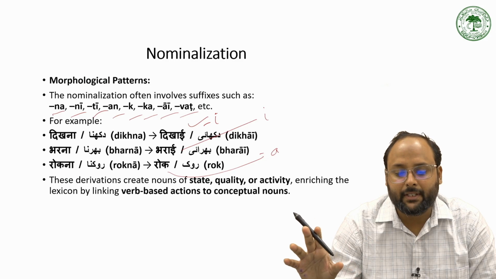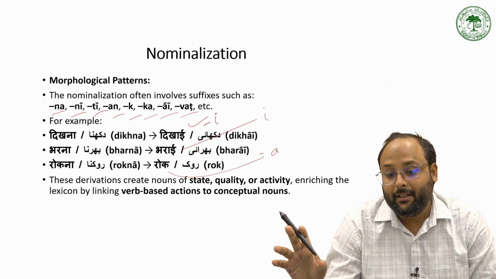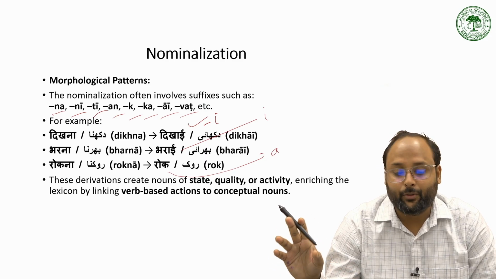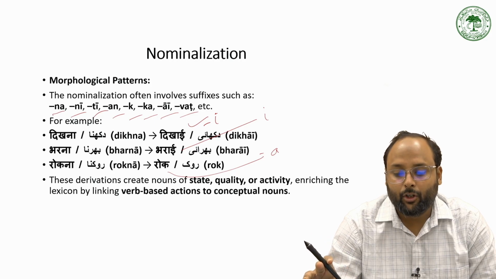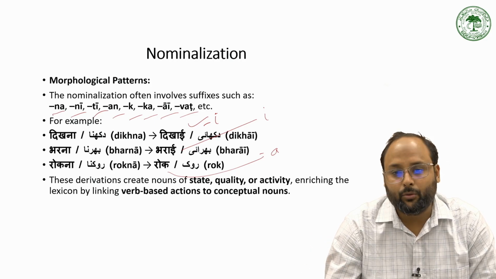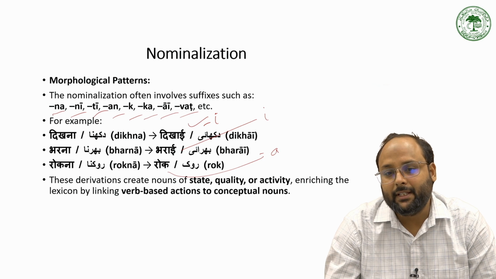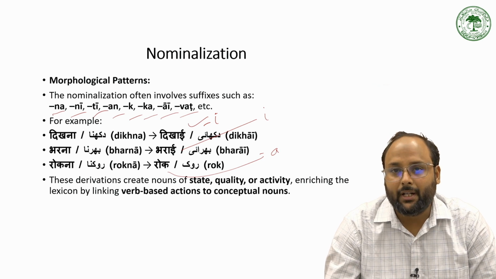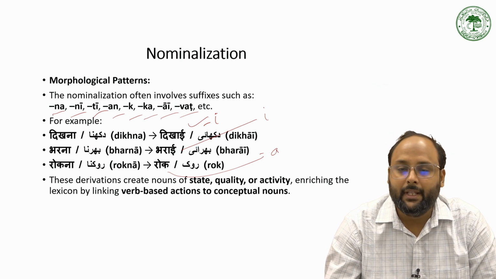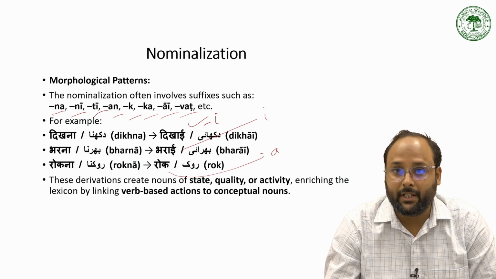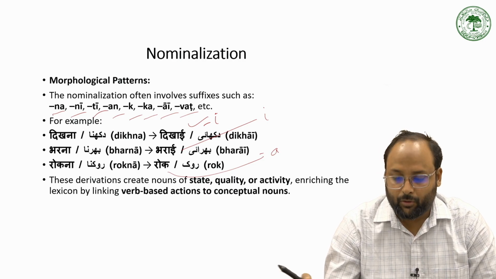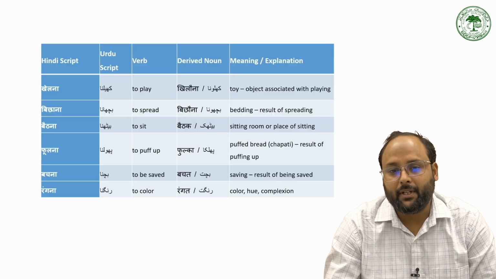These derivations create nouns of state, quality or activity, enriching the lexicon by linking verb-based action to conceptual nouns. That is why we can say that these nouns are derived from the verb. They have some types of verb-based action in the noun, so that is why we call them verb-based actions.